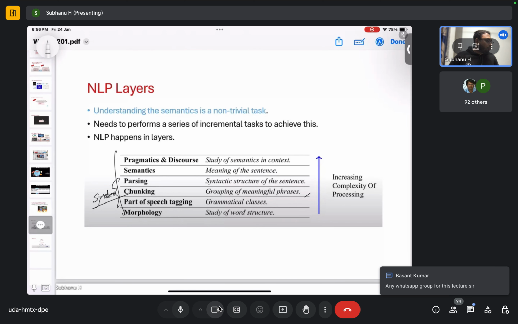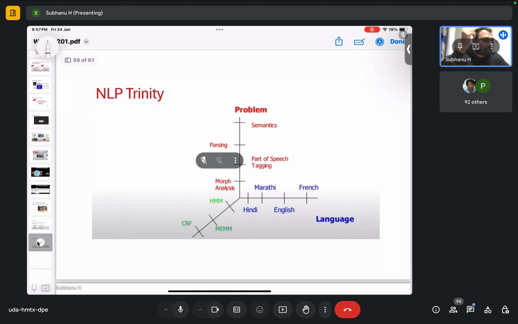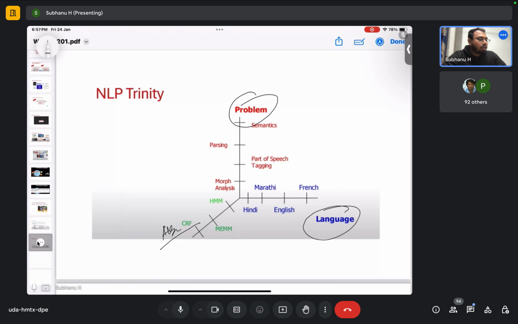So why is NLP hard? In NLP we have three things, which is called the NLP Trinity. That means we have the problem, we have the language, and we have the algorithm. You use an algorithm like HMM, hidden Markov model, or CRF, to solve this problem for this language.